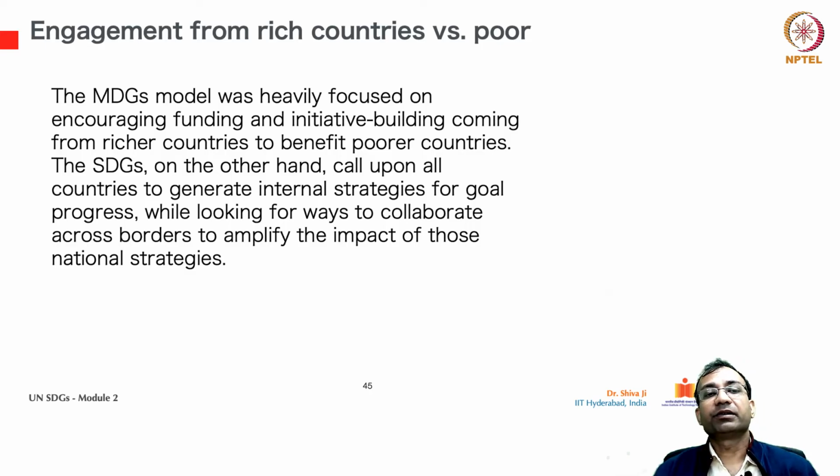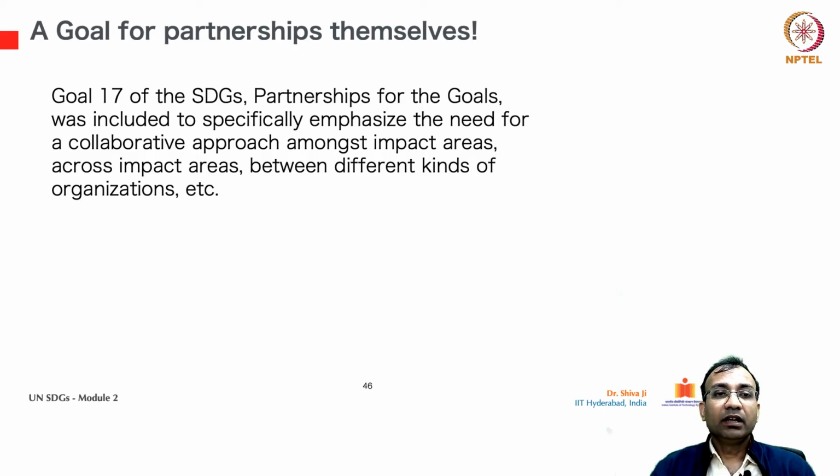Engagement from rich countries versus poor. The MDGs model was heavily focused on encouraging funding and initiative building coming from richer countries to benefit poorer countries. The SDGs, on the other hand, call upon all countries to generate internal strategies for goal progress, while looking for ways to collaborate across borders to amplify the impact of those national strategies. Goal 17 of the SDGs, Partnerships for the Goals, was included to specifically emphasize the need for a collaborative approach across impact areas, between different kinds of organizations, etc.